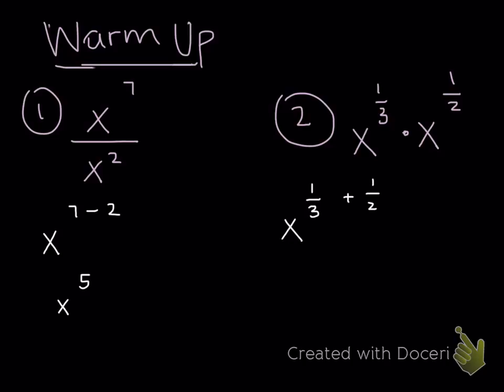Between 3 and 2, the common denominator is 6. So I'm going to multiply the right-hand fraction by 3 and the left-hand fraction by 2. So now I'm at x to the 2/6 plus 3/6, which would be x to the 5/6 power.